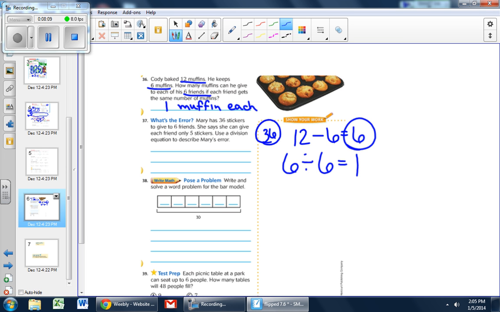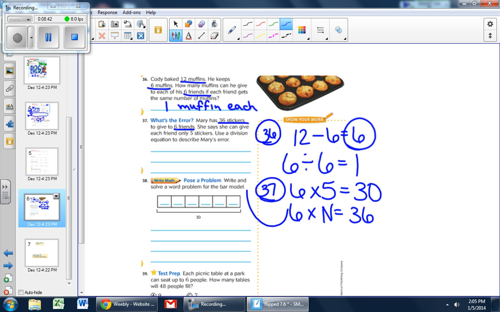Number 37, what's the error? Mary has 36 stickers to give to 6 friends. She says she can give each friend only 5 stickers. Use a division equation to describe Mary's error. I would flip this around and say she has 6 friends times 5 stickers. 6 times 5 is only 30. So what times 6 is going to give you 36? And I would finish that and fill it in there.